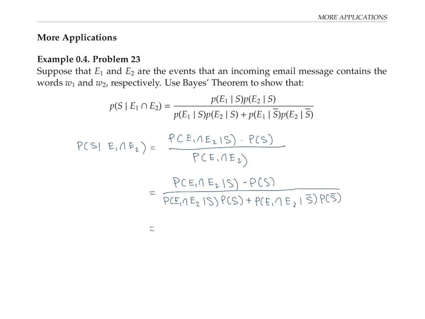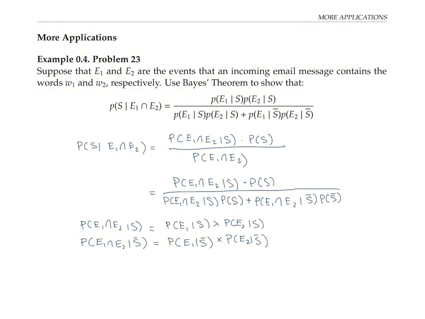A key assumption in Bayes models is that the presence of words W1 and W2 are conditionally independent, given whether the email is spam or not. So this means P of E1 and E2 given S is equal to P of E1 given S times P of E2 given S. And P of E1 and E2 given not S is equal to P of E1 given not S times P of E2 given not S.